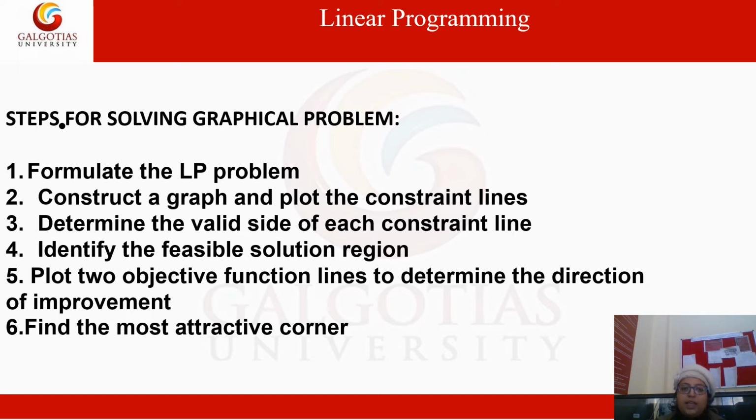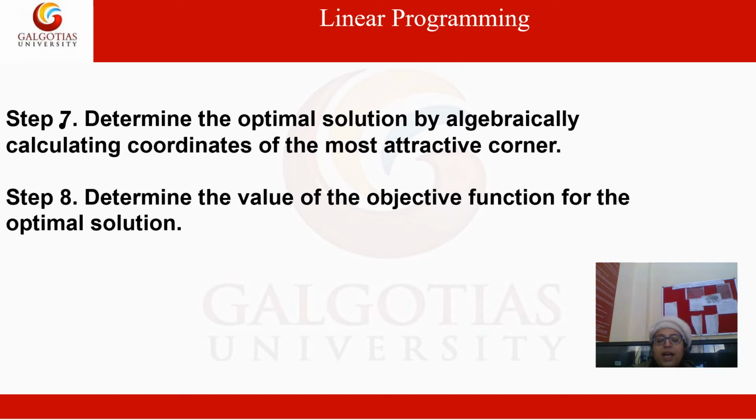So, these are the steps which are required to be followed for formulating the linear programming. The last step is to determine the optimal solution by algebraically calculating the coordinates of the most attractive corners. And the next is to determine the value of the objective function for the optimal solution.